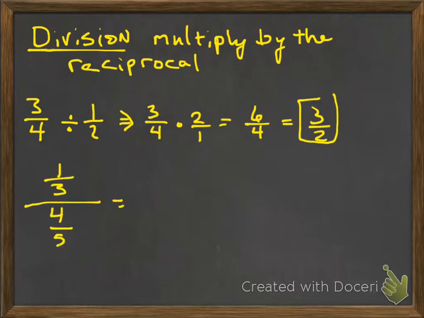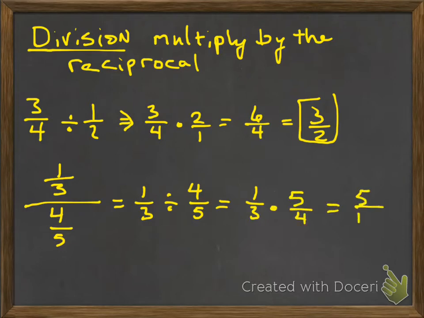What about 1/3 over 4/5? Notice here how I wrote that. I wrote 1/3 over 4/5. That still means divide. And keep in mind, fractions are division. So I'm saying 1/3 divided by 4/5. Let's write that out like that. Then I could say, well, that means 1/3 times 5 over 4. Multiply. 1 times 5 is 5. 3 times 4 is 12. So my answer is 5/12.